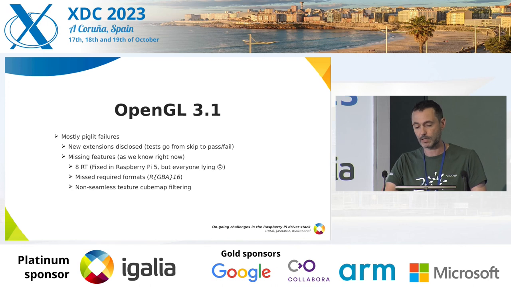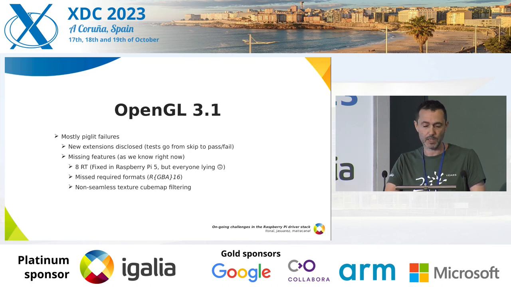For the failing tests, we identified that they were failing due to three kinds of features we don't support in the Raspberry Pi 4. One is, of course, the 8 render targets, as the hardware only supports 4. But I think it's the same for other drivers like FreeDreno, probably Panfrost, they only support 4. The funny part is that Mesa is lying here, in the sense that they know that 4 is enough, so they just say 4 is supported, and then we expose OpenGL 3.1. The good part is that this is probably fixed in Raspberry Pi 5. They support 8 render targets.